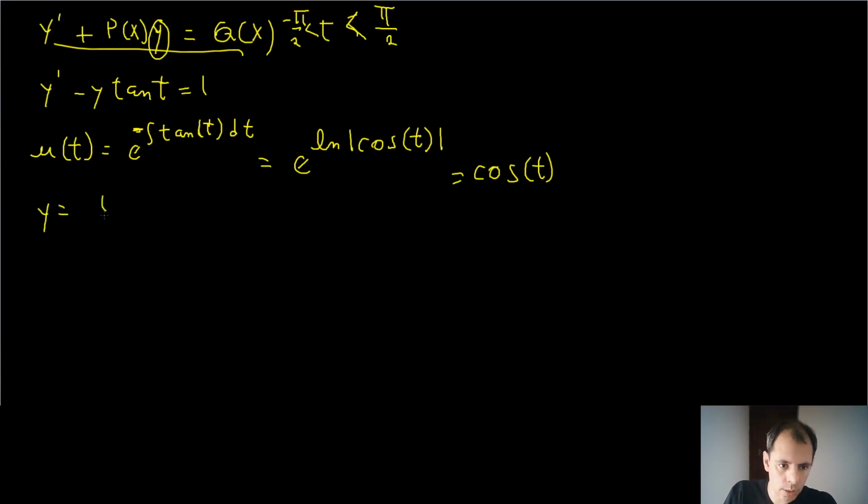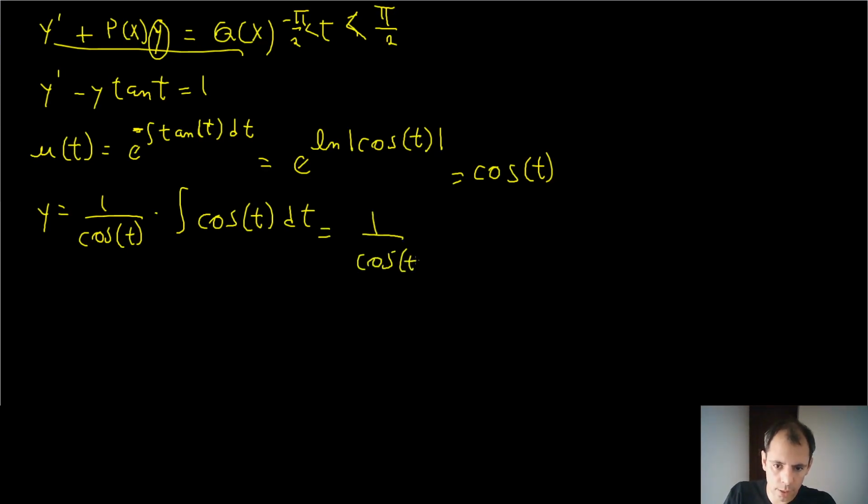y equals 1 divided by the cosine of t times the integral of 1, which is the q of t, times u of t. So it's just going to be the integral of the cosine of t dt. Well, this thing is just going to be 1 divided by the cosine of t times the integral, which is the sine of t. But remember, it's the sine of t plus c.